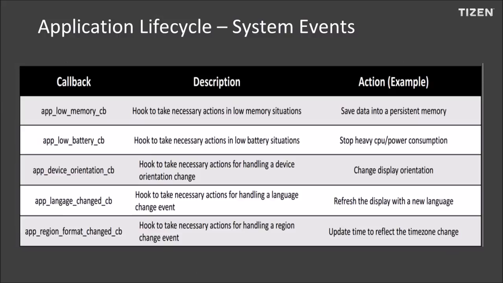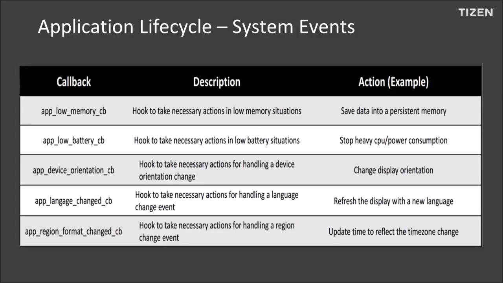In addition to the lifecycle event callbacks, the application can also choose to register callbacks to handle system events like low memory, low battery, change of device orientation, change of language and region formats, etc. There are different actions that the application can take depending on the type of system event. For example, writing data to disk can be done when low memory callback is invoked. CPU-intensive tasks can be stopped to conserve battery when the low battery event is received.